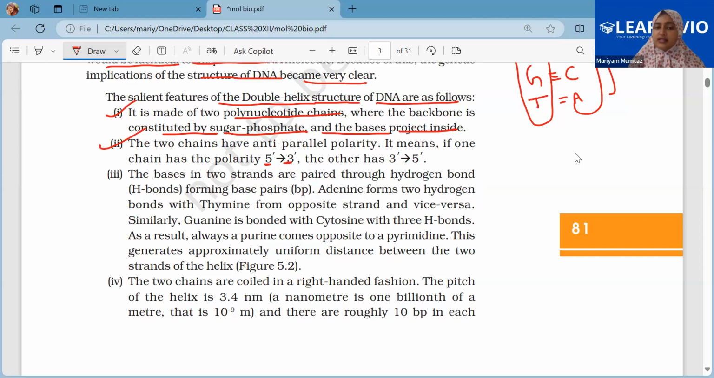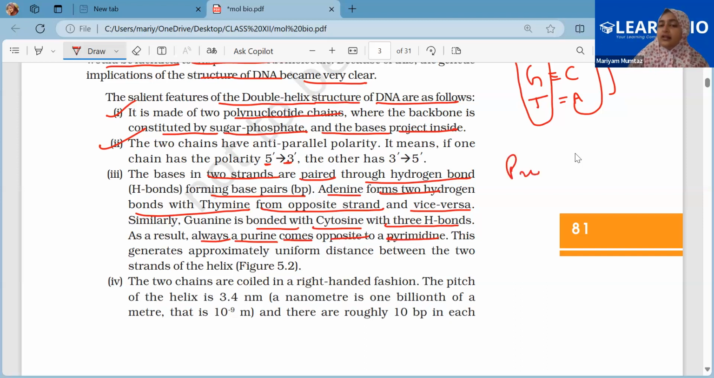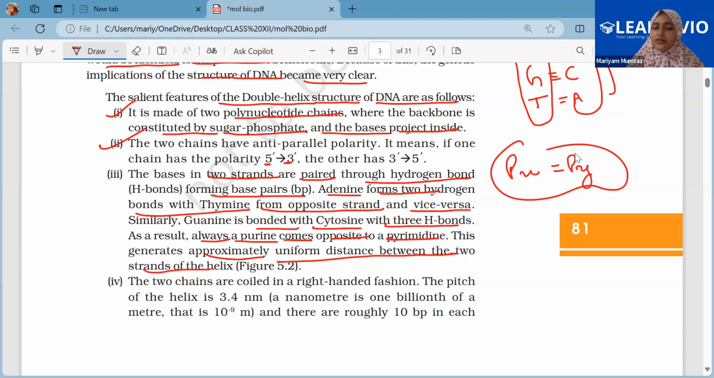Now, the third is that the bases in the two strands are paired through hydrogen bonds, forming the base pairs. Adenine forms two hydrogen bonds with thymine from the opposite strand and vice versa. Thymine will also form two bonds with adenine. Similarly, guanine is bonded with cytosine with three hydrogen bonds. As a result, always a purine comes opposite to a pyrimidine. One purine will bind with one pyrimidine, always. This generates approximately uniform distance between the two strands of the helix. And remember that these are hydrogen bonds.